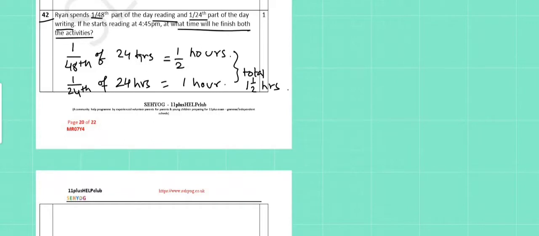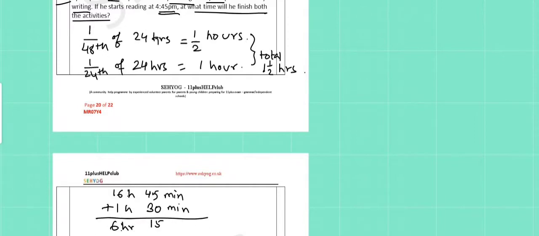So, he is starting at 4:45 p.m., which means in a 24-hour format, we can write it as 16 hours and 45 minutes. Adding 1 hour 30 minutes to it, we get 17 hours 75 minutes, and that 75 minutes can be broken down as 1 hour 15 minutes. So, 18 hours 15 minutes minus 12 hours gives us 6:15 p.m.